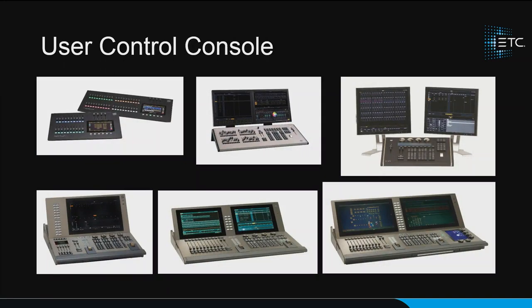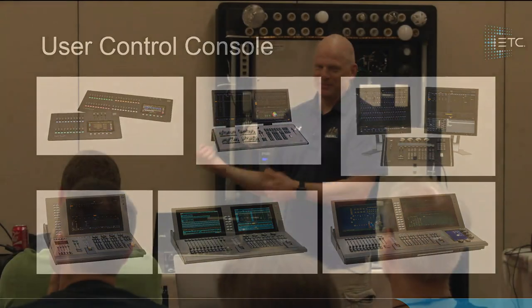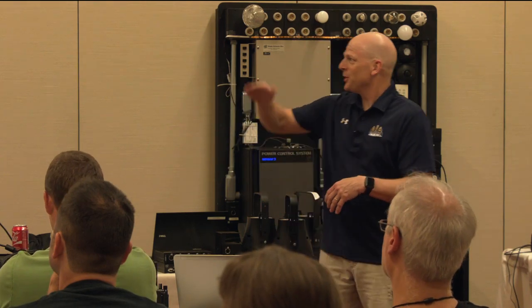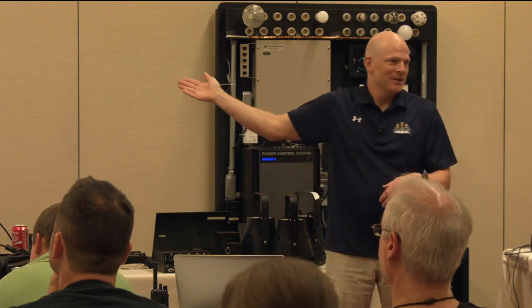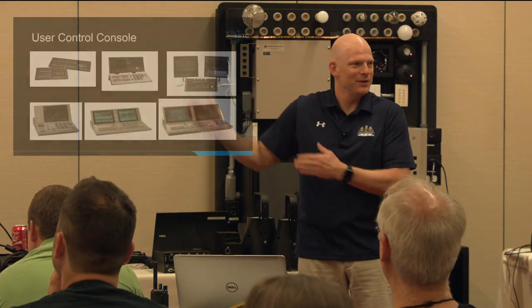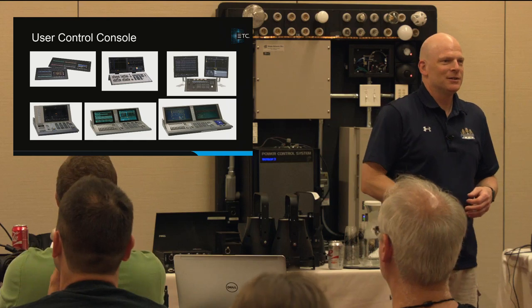And then our user controls. Yes, we do have high-end consoles. There's no pictures up here. You got the ColorSource family on the left. You work up through the Eos line. So how many have ever seen all of our consoles all together in one little snapshot?